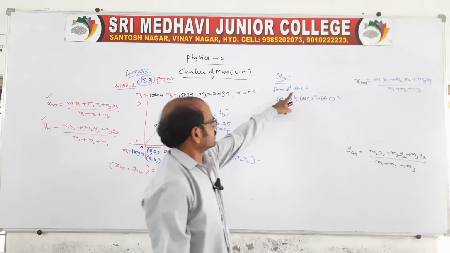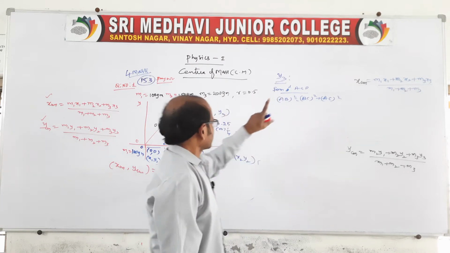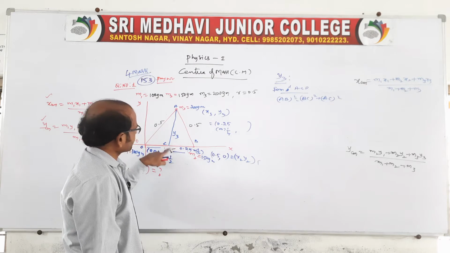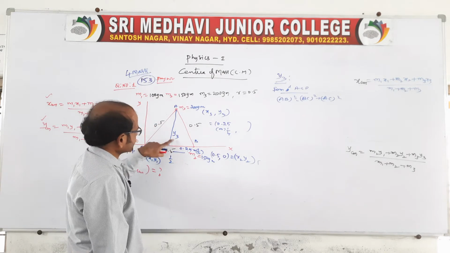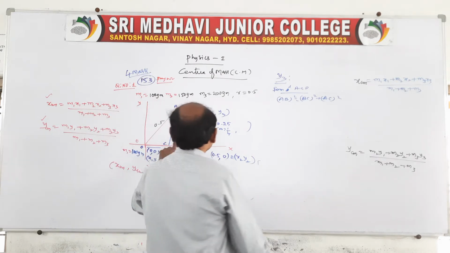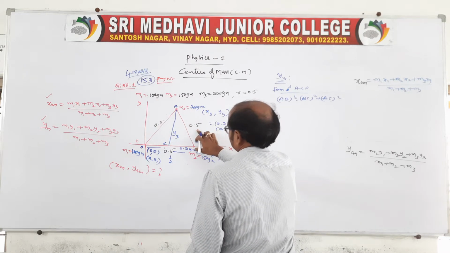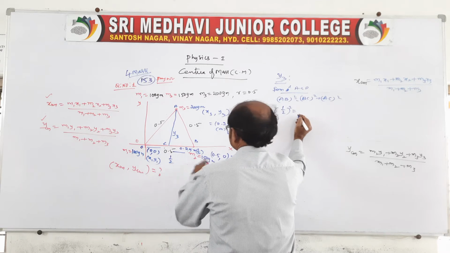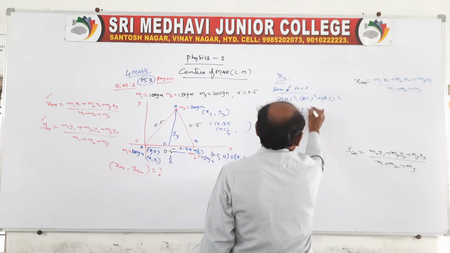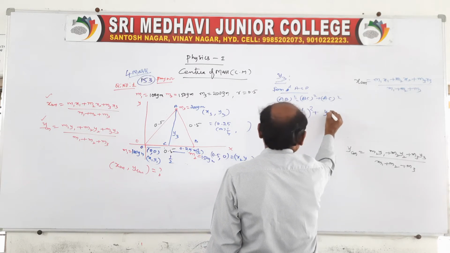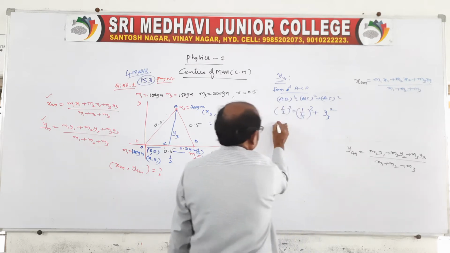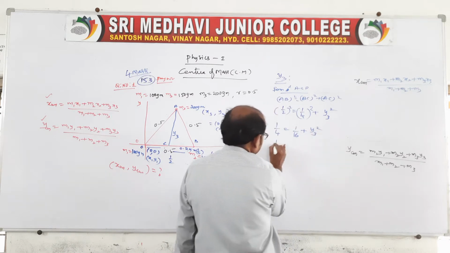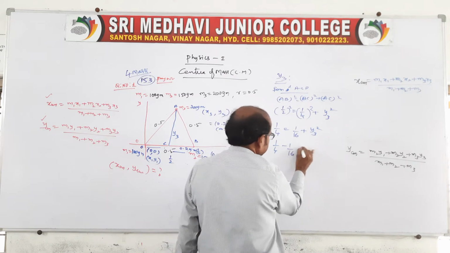Now we should get y3. Again the triangle, apply the Pythagoras rule: AB square is equal to BC square plus AC square. AC is nothing but y3. AB is 0.5, that is 1 by 2, whole square. BC square is 1 by 4 whole square plus AC square, which is y3 square. So 1 by 4 equals 1 by 16 plus y3 square, so 1 by 4 minus 1 by 16 is equal to y3 square.